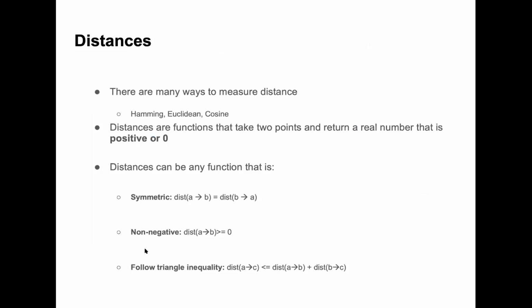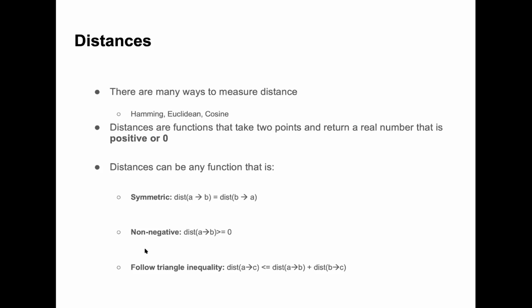It has to be non-negative, so you can't have negative distance between 2 points, because what would that mean semantically? It would mean something like it takes negative effort, and it wouldn't make sense. And then the third criteria something has for being a distance is that it has to follow the triangle inequality. This is the only one that might be a little bit non-obvious.